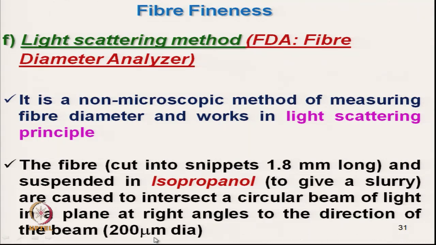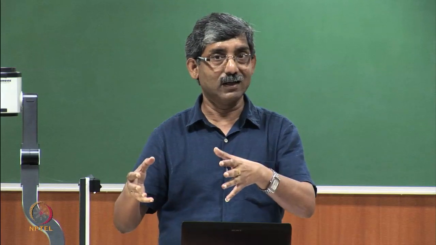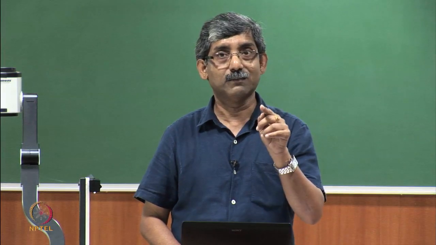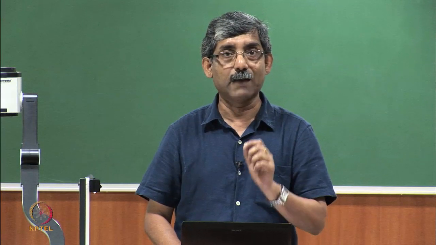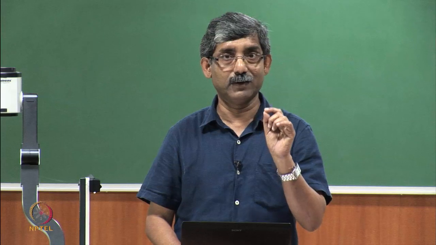So, that means the light is actually projected on the slurry. The slurry contains the small fibers, and it moves through a tube and the light is projected on that. The light beam diameter is 200 micron. A thin 200 micron light beam is projected and the fibers are moving in a channel.